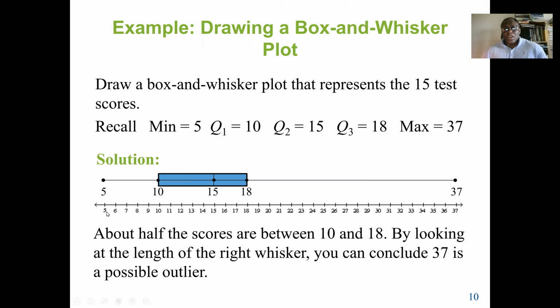So we start from 5 to 37. 5 is the minimum, 37 is the maximum. We draw a line to it. Then Q1 should be the start of the box. Q2 is always the line inside the box. Then Q3 will be the end of the box. So this will be our box plot. This helps us again to see the position of the values. So I'll say 75% of the data fall at 18 or below. Only 25% fall at 10 or below.